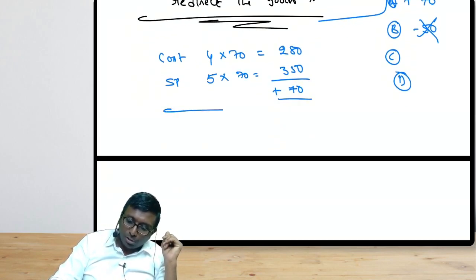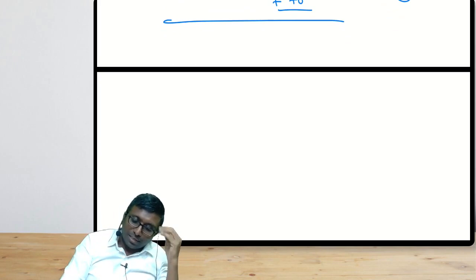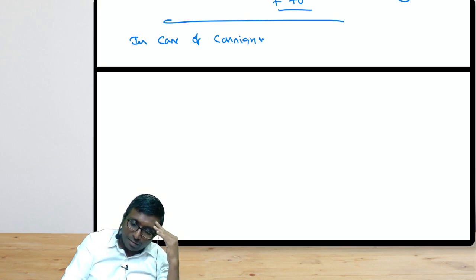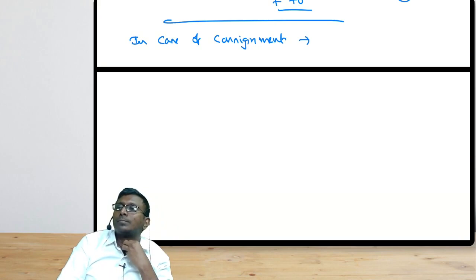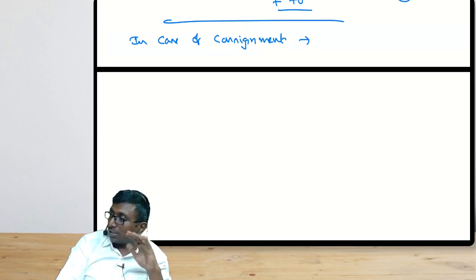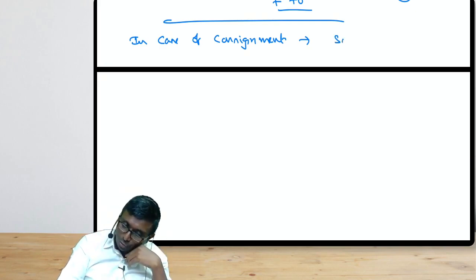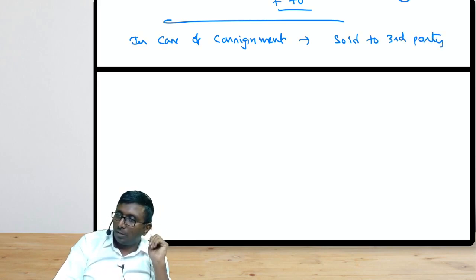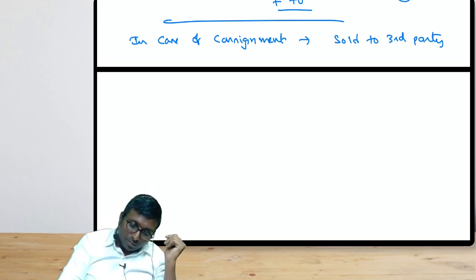Now, some more situations, let me give. Suppose in case of consignment. Consignment sale, have you heard of it? When can you say the sale is complete? When the consignor sells to the consignee? No, because it is sold to a third party. Sold to whom? A third party. When it is sold to a third party, then it is a sale. Have you understood? Point one.